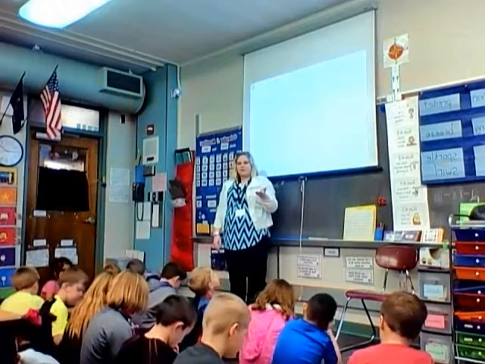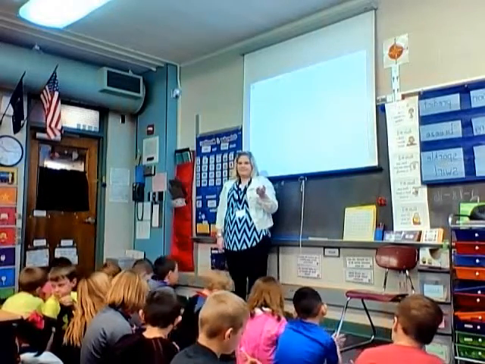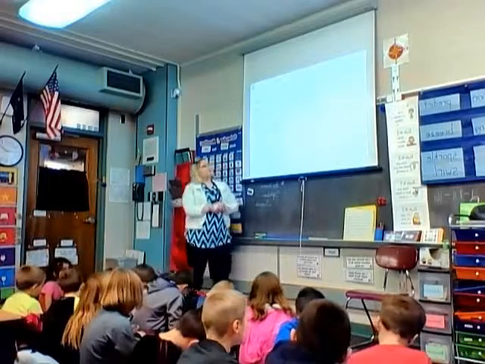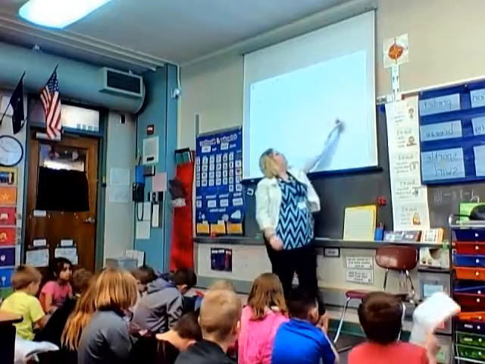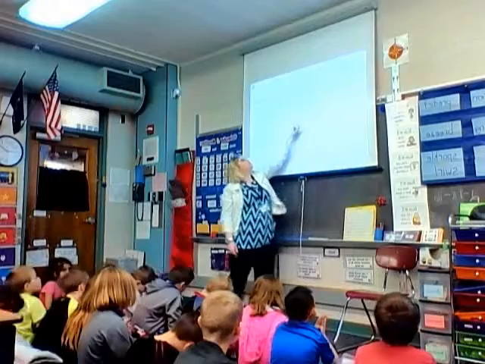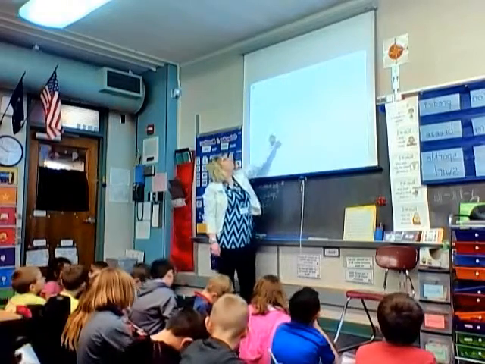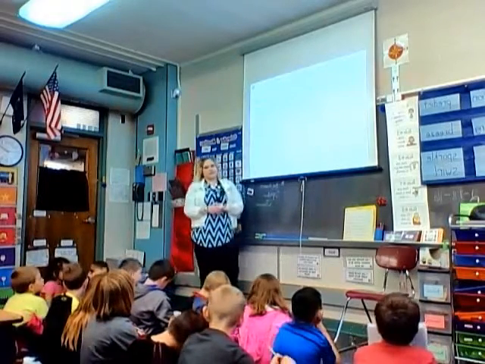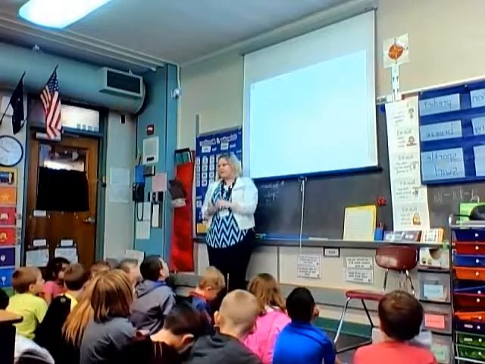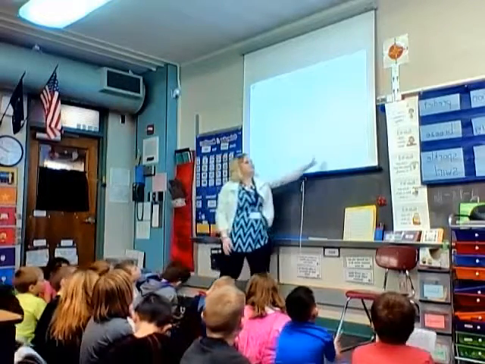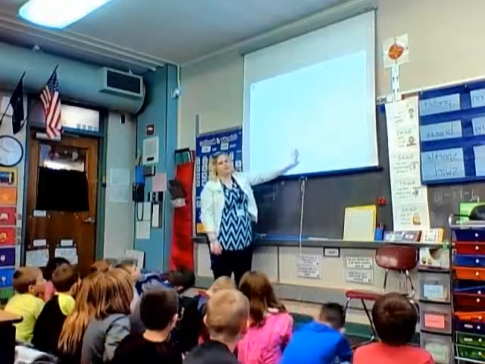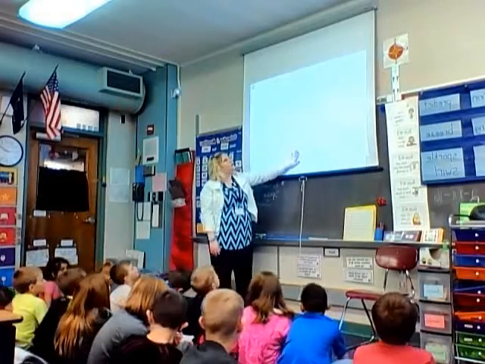Let's sit crisscross applesauce. We have our chart. We have K for what I know, W for what I want to know, and L for what I learned. The only two that we're going to fill out right now are this one and this one. Do you want us to write them down? Just one second, Ian.